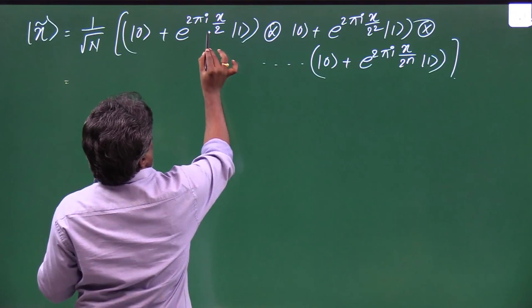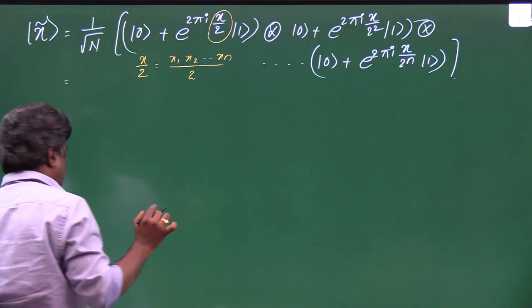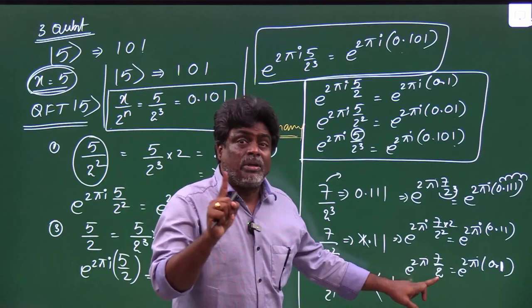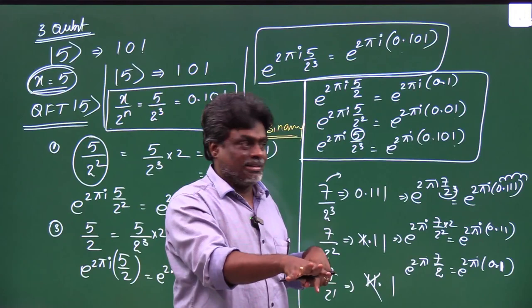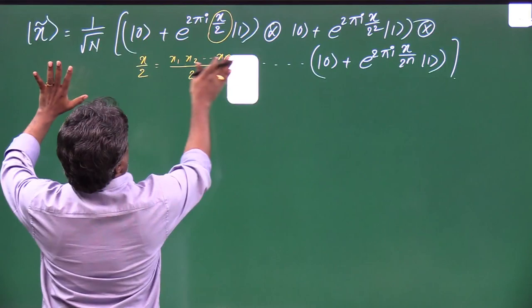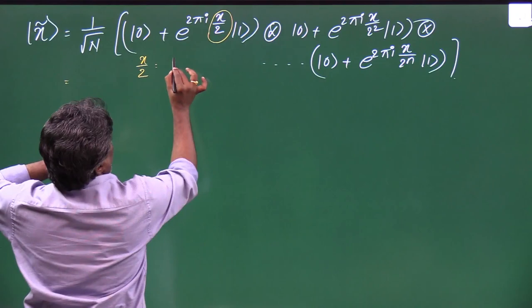Sir, x by 2. X by 2 means actually x1, x2, so on, xn by 2. Once again, please go back to that and take the analogy. Whenever you have 7 by 2, the last qubit. 7 by 2 square, the last 2 qubits. 7 by 2 cube, the last 3 qubits. I hope you got it. Now, tell me, without any confusion. So, x by 2, that means we have to take only last qubit. Am I right, sir? Yes. Then, this is nothing but point xn.